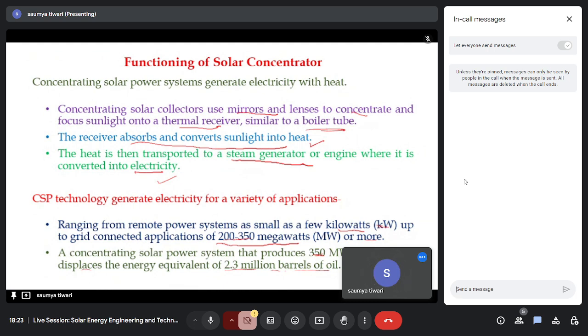Now if you want to compare with conventional resources, then 350 megawatts of electricity produced from this concentrating solar power is equivalent in energy to 2.3 million barrels of oil utilized to generate this energy, right? So you can see how much energy or how much fossil fuel we can conserve by utilizing this solar concentrator.